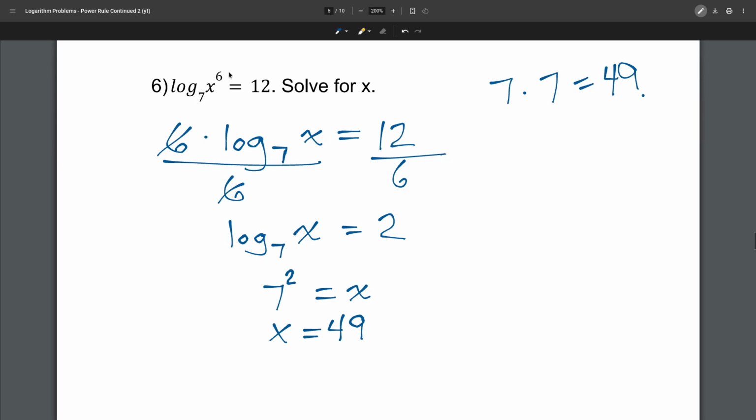But here's the thing, we're raising it to an even power. So x could also equal negative 49. And when we raise negative 49 to the sixth power, we're going to get a positive number for our output. And we can take the log of a positive number. So x could also equal negative 49. Okay, let's keep going.